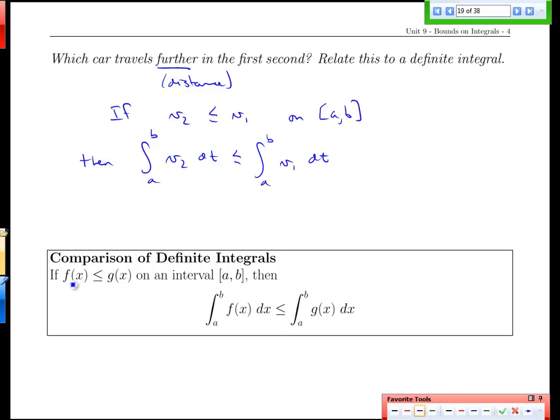And here it is more generally, if we have two functions, one smaller than the other on the interval, then we get this relationship between their integral values. If the function's bigger, its integral would be bigger as long as the interval is the same.